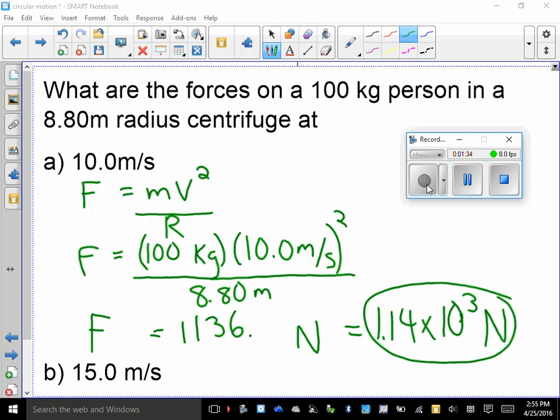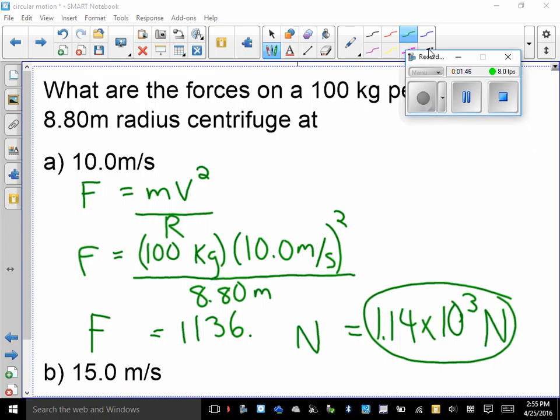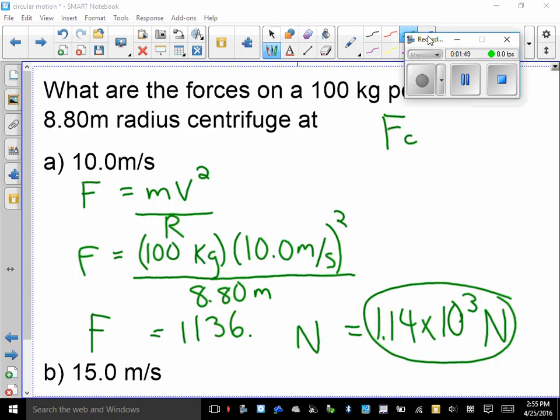Now it asked how many times more that would feel compared to gravity, which Chris Hadfield was talking about. What we would do is a ratio: the force due to centripetal force divided by the force of gravity. The force of gravity is mass times acceleration, so that's 100 kilograms times the acceleration due to gravity, 9.80.